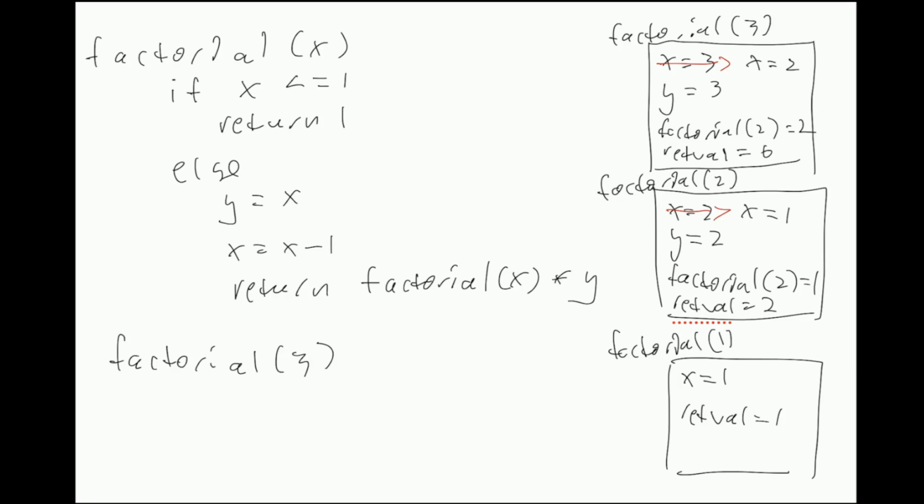Yeah? I think in factorial 2, you were supposed to write factorial 1, because 1 is factorial 2. Oh, thank you. You're right. So this should be factorial of 1. Right? Yeah. Thank you. Questions?